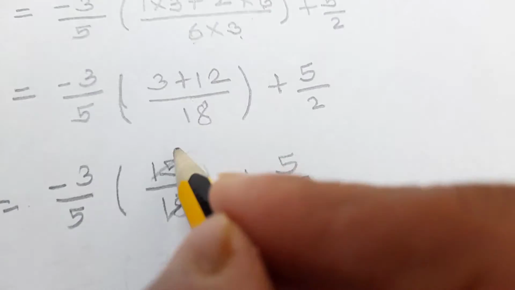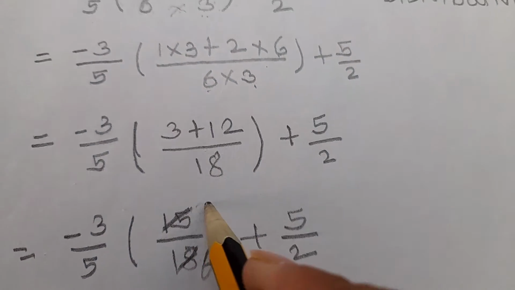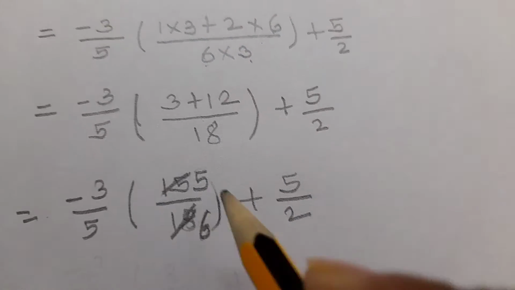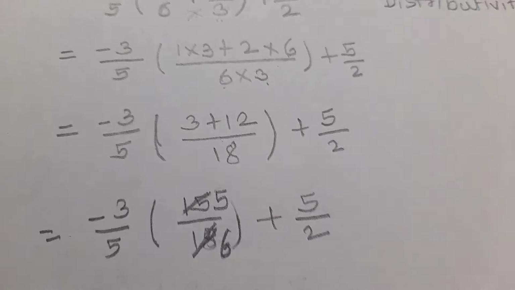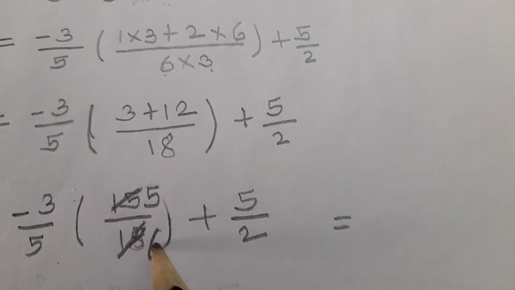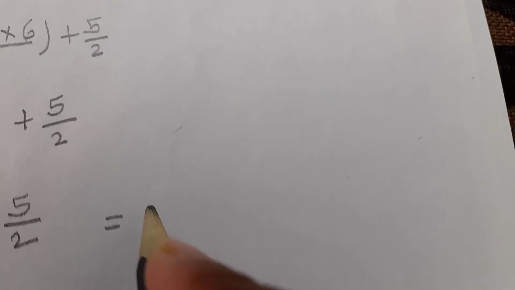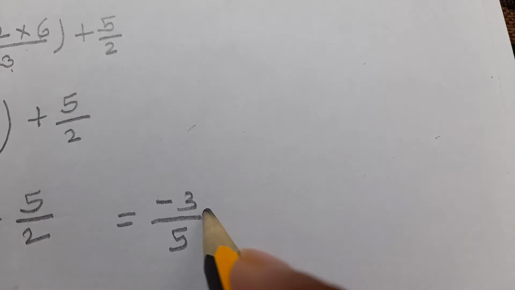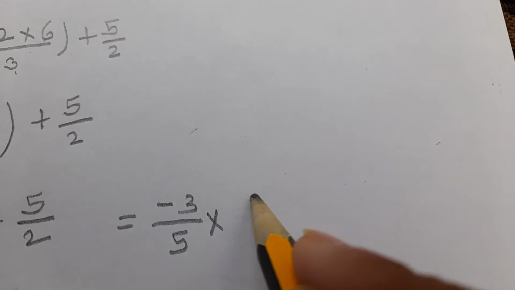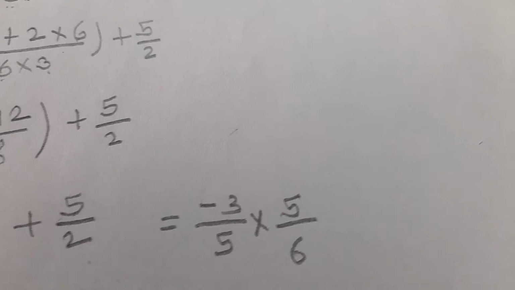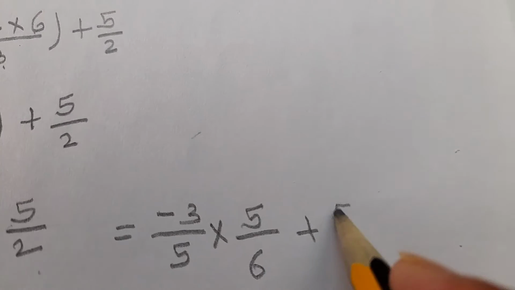Here 3 is a common multiple of numerator and denominator. So 3 5s are 15 and 3 6s are 18, plus 5 upon 2 is equal to, we will multiply minus 3 upon 5 multiplied by 5 upon 6 plus 5 upon 2 as it is.